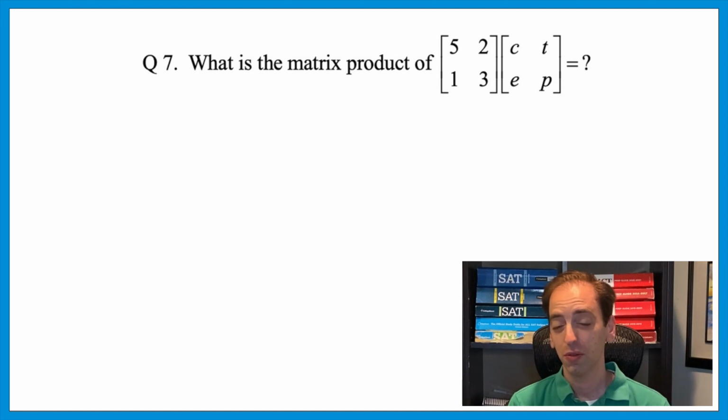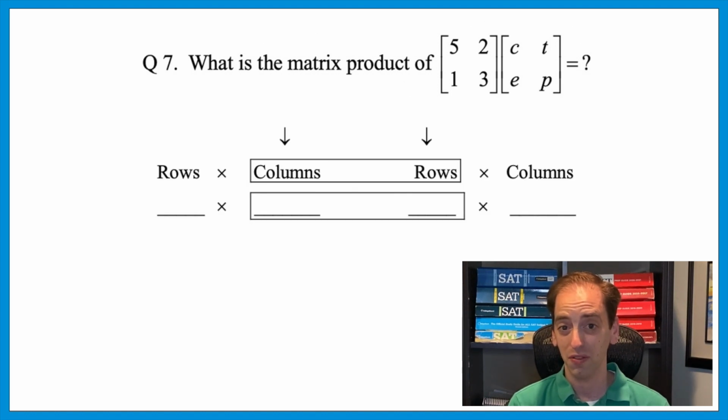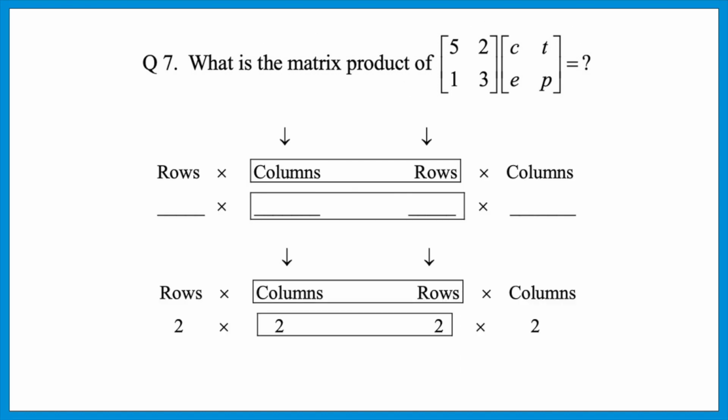Practice makes perfect. Question 7. What is the matrix product of 5213 and CTEP? I'll help you start. Remember, we have to start by asking if it's defined. And in order to do that, we have to list the dimensions of each. So that first matrix has 2 rows and 2 columns, 2 by 2, and the second one, again, 2 rows and 2 columns, 2 by 2.